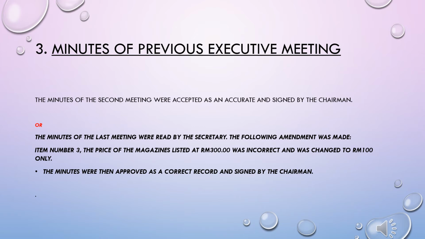For example, the minute of the last meeting was read by the secretary. The following amendment was made: item number 3, the price of the magazine listed at 3000, this numbering needs a correction. And then you say the minutes were then approved as a correct record and signed by the chairman. So you have two situations, whether there is a correction or no correction.